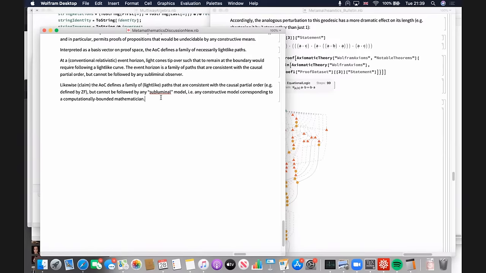Okay, let's think about this for a second. It defines a family of light-like paths. So what does it mean when you add this? Any one of these axioms is adding something. Here's the question: suppose you wanted to prove the proposition that one term on an event horizon implies another term on that same event horizon. Such a proof is necessarily non-constructive.